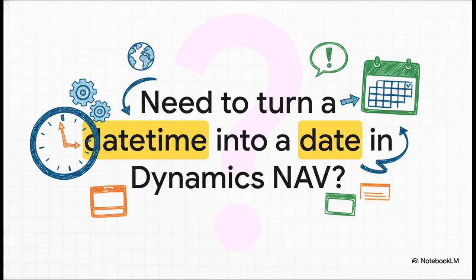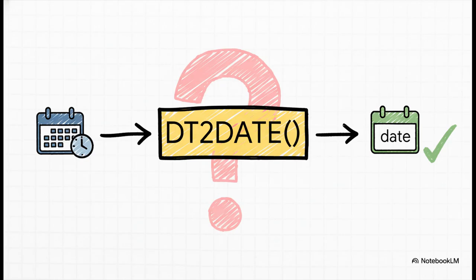So let's set the scene. You're working in NAV. You've got a date time value, and all you need is the date part. I mean, it's a super common task, right? You're probably thinking, there's got to be a function for that. And you're absolutely right. NAV has this handy little function called DT2DATE. The name says it all, date time to date. It looks like the perfect solution, so you pop that in your code, problem solved, and you move on.